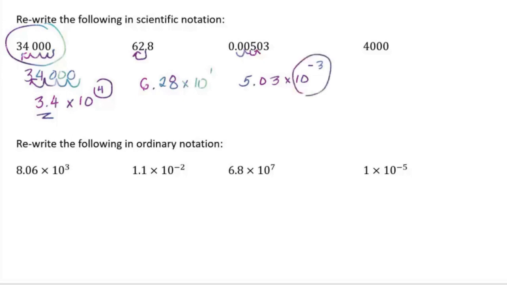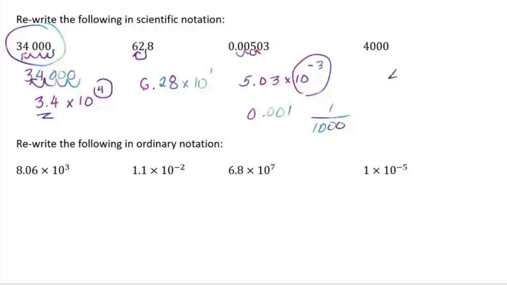Again, another way to think of this, 10 to the power of negative 3 is 0.001, or 1 over 1,000, 1 over 10 to the power of 3. So that will in fact take my 5 and turn it into this small number, 0.005.